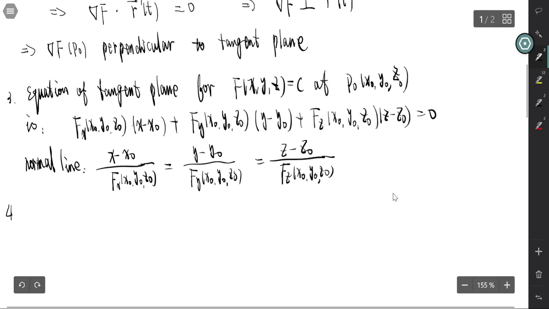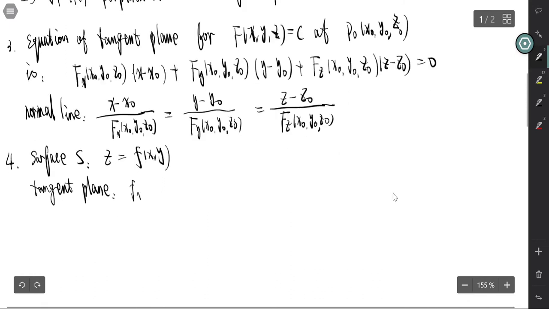And if the surface is read as an explicit function, that is, if the surface S is read as z equals f(x, y), a small f(x, y), then the tangent plane is f_x(x0, y0) times (x minus x0) plus f_y at (x0, y0) times (y minus y0) equals z minus z0.